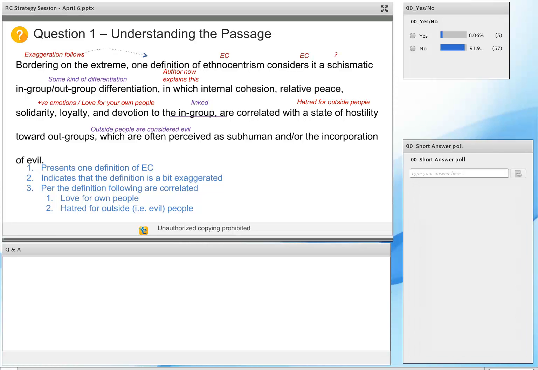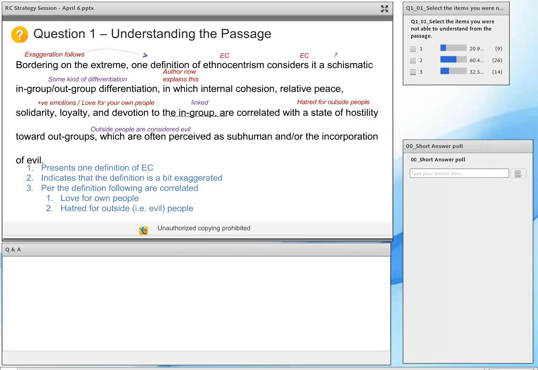There are three things that we got from this passage, right? I'm going to ask you which ones you were not able to understand from the passage when you read the passage on your own. So select the ones that you were not able to understand or that were not included in your summary when you read the passage on your own. And you can select more than one. Okay, I'm going to broadcast the results now.